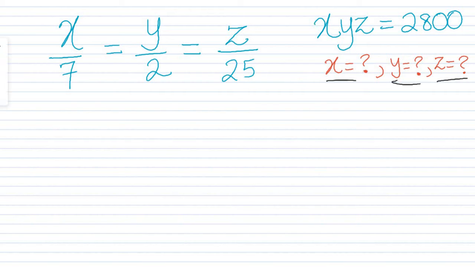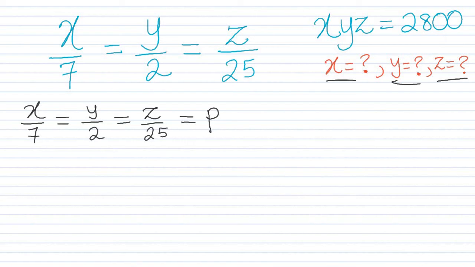The first thing you have to know is that if x over 7 equals y over 2 equals z over 25, we don't know the value of x, y, or z. Hence, we cannot say the exact answer for x over 7, y over 2, or z over 25. But we know that each one of these is equal to each other, so we can put an unknown number for each one of the divisions, and we're going to call that unknown number p.